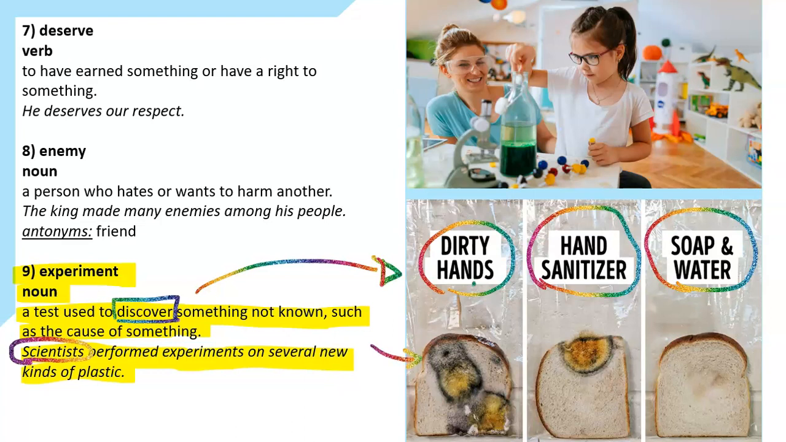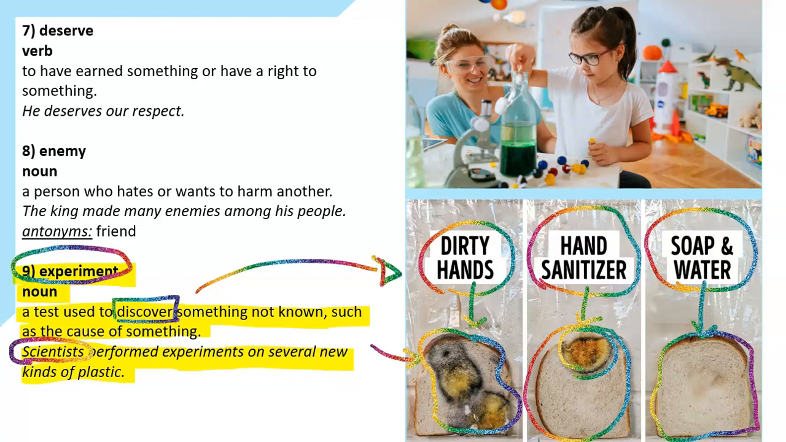We found out that if you have dirty hands, the bread will grow a lot of germs. If you use hand sanitizer, the bread will be a little bit better, but it will still have some germs. And if you use soap and water, the bread will have almost no germs on it. So from this experiment, what did we learn? We learned that soap and water is the best way to get germs off of your hands.